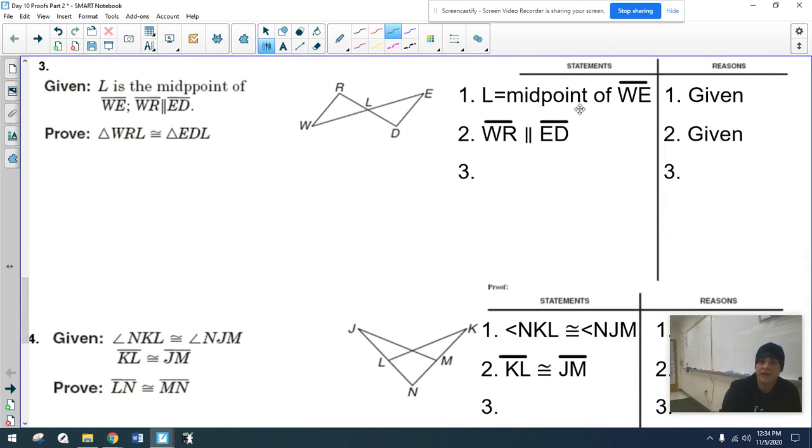All right, next. Here's my givens. They were over here. So L is the midpoint of WE. So L right there, that's going to be the midpoint of this line, which means it's going to be right in the middle. They also tell me that you've got 2 sets of parallel lines. So they didn't give me anything that's equal.